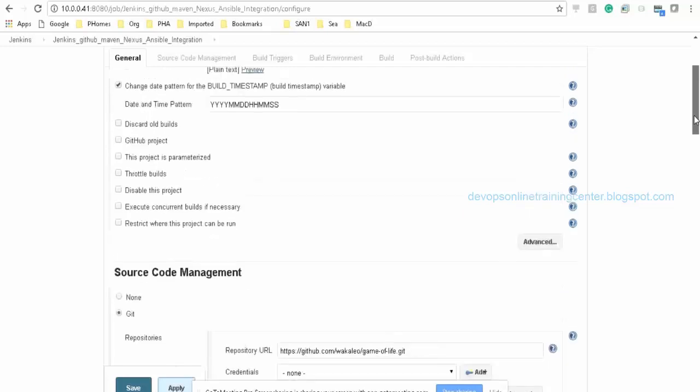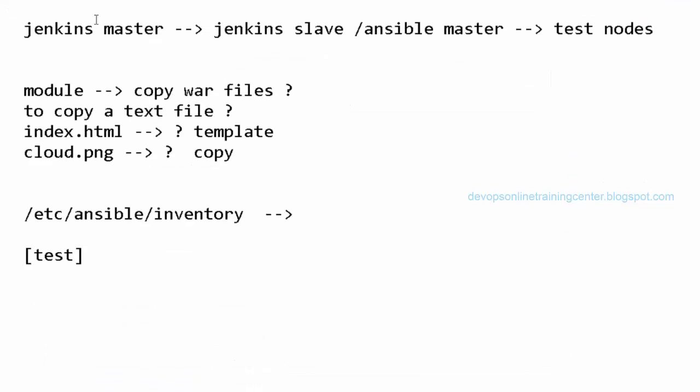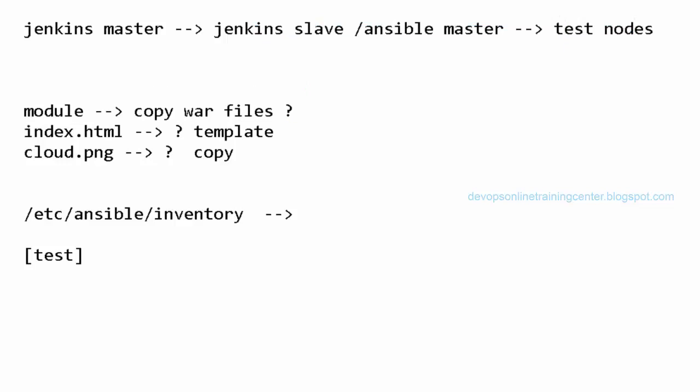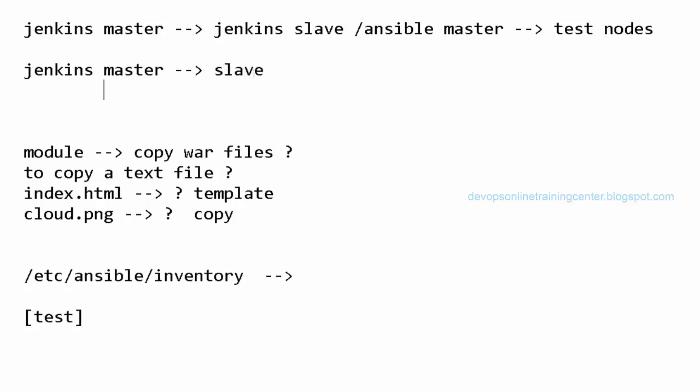Okay, so for showing this, I need to have three nodes. One is the Jenkins master, the other is the Jenkins slave, and I need a test node. I don't have that right now. So what I'll do is configure the Jenkins master, and then I have the slave. I'll configure this as my Ansible master, which is my Jenkins master, and then let us say this is my test node.